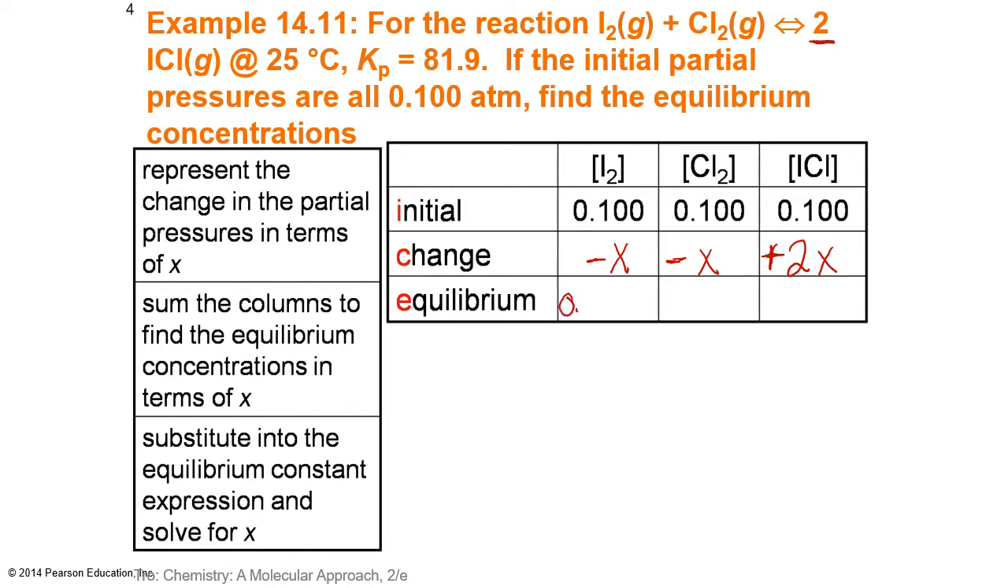So now we're going to add the columns together in order to determine what the concentrations will be at equilibrium. So we'll have 0.1 minus X for the iodine. We'll have 0.1 minus X for the chlorine, and we'll have 0.1 plus 2X for our ICl. Now we can substitute this into our equilibrium constant expression.